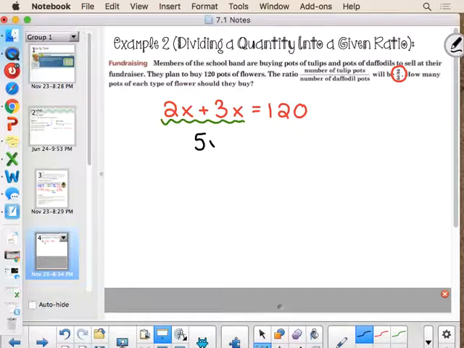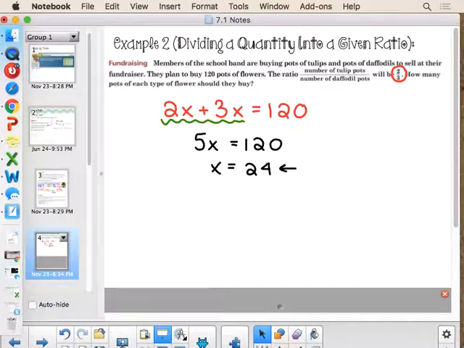So now we have 5x = 120. Divide both sides by 5. x is going to be equal to 24. Now, side note, this is not the final answer. What I need to do is figure out the number of tulips and the number of daffodils.